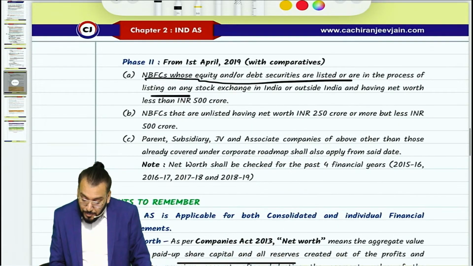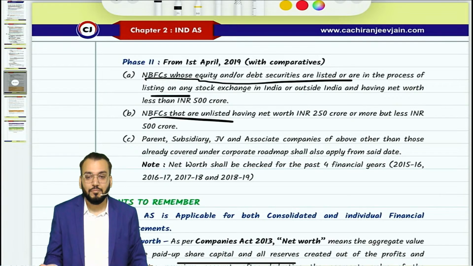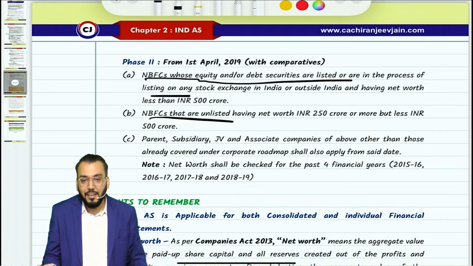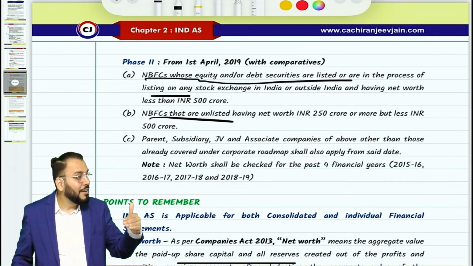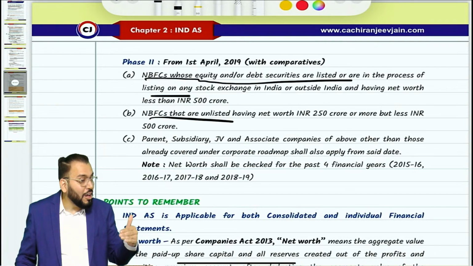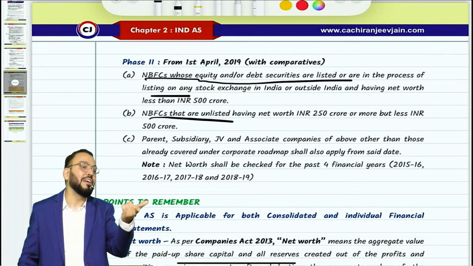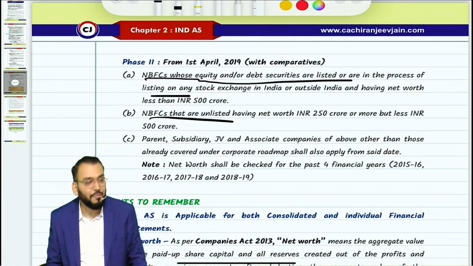And NBFCs that are unlisted, having a net worth of 250 crore or more, which were not covered under phase 1. Of course, but less than 500 crore.